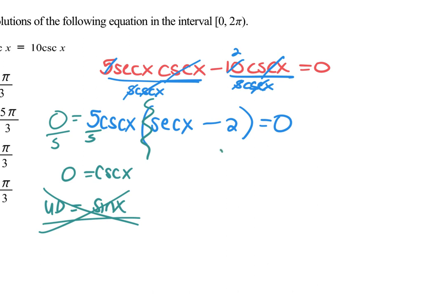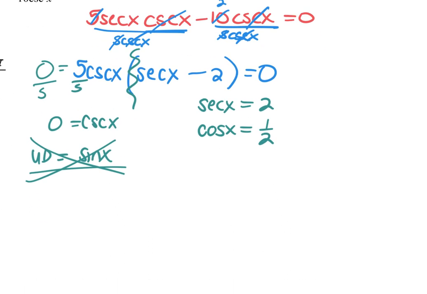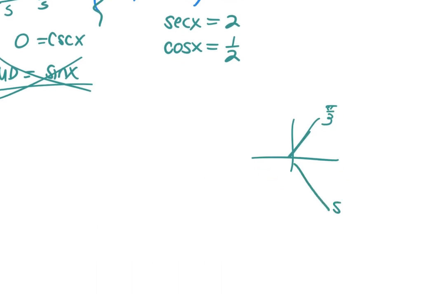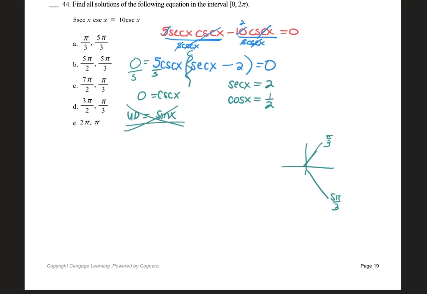On the right, secant x would equal 2. Again, reciprocal function, so we flip it to be cosine. Reciprocal of 2 is 1/2. And then you'd go to your unit circle and you'd find everywhere cosine is a positive 1/2. It happens at pi over 3, and it happens at 5 pi over 3. So those are your two solutions.